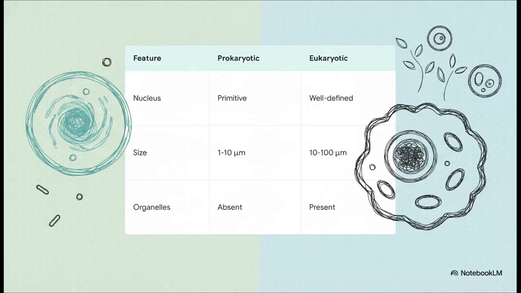The major divide here really comes down to two categories, prokaryotic and eukaryotic. Prokaryotic cells, like bacteria, are tiny, just 1 to 10 micrometers, and highly primitive. They completely lack a true membrane-bound nucleus. Their genetic material just kind of floats in a specific region. Eukaryotic cells, however, found in plants and animals, are the luxury models. They're up to 10 times larger and packed with all those complex, membrane-bound organelles we were just talking about.